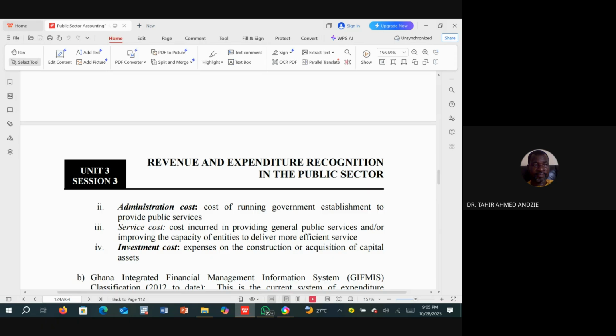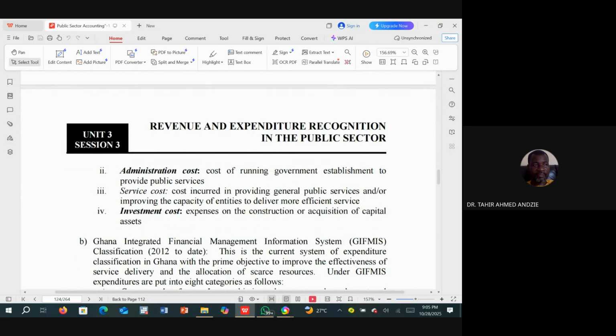So all expenditure incurred in running government machinery in order to provide various services that the government is providing, the running of government offices in provision of its services, is put together as what? The administrative cost. Then we have the service cost. Service cost. Service costs incurred.